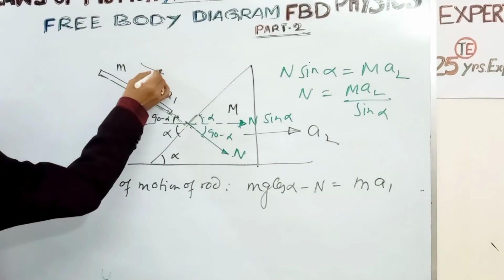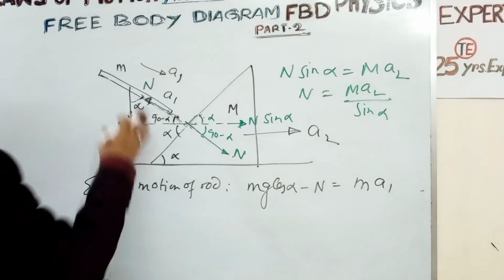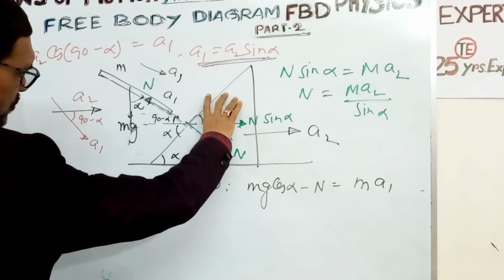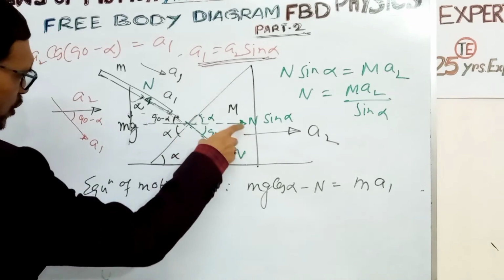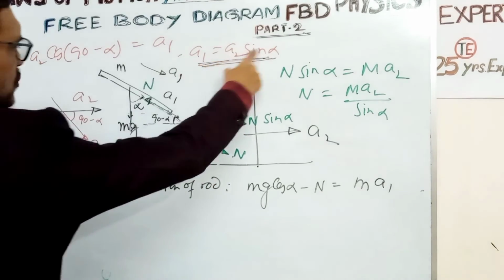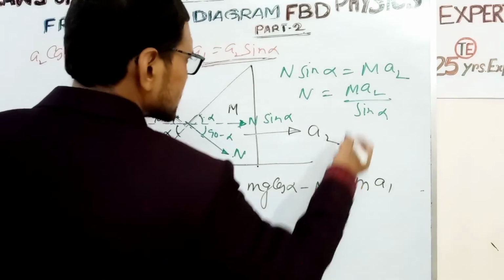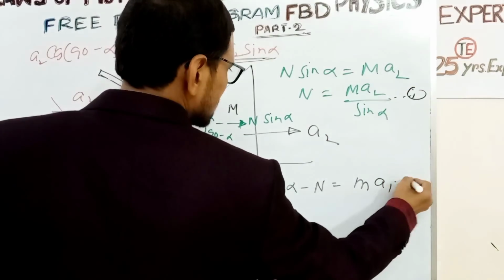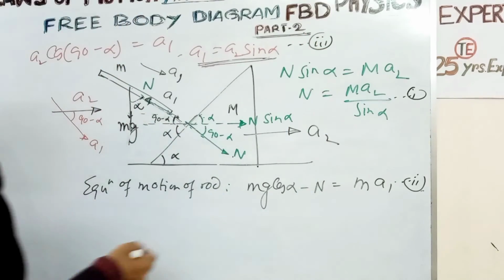The rod moves in this direction. Now what is the relation between A1 and A2? The wedge moves with respect to the fixed ground, so we have to take the component of A2 along this equal to A1. That's why we take A2 sin alpha equal to A1. Now these are the equations: this is 1, this is 2, and this is 3. If we solve the three equations, we get A1 and A2.